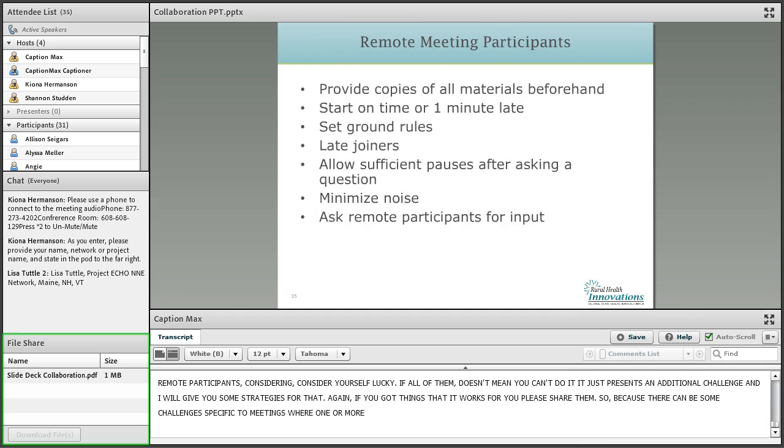And again, before adjourning, it's really important to revisit the action list to make sure that everyone has the same understanding about who is going to be responsible for what and by when.